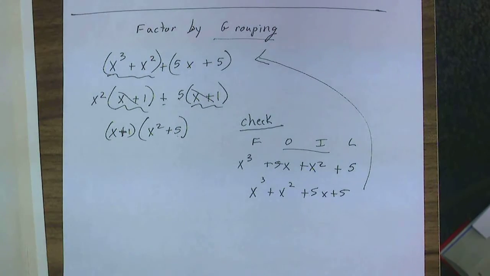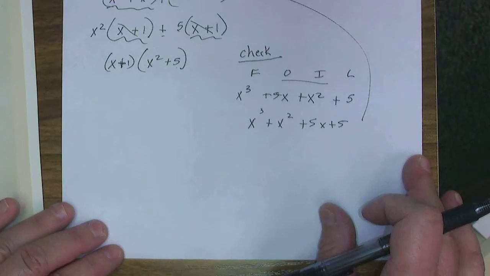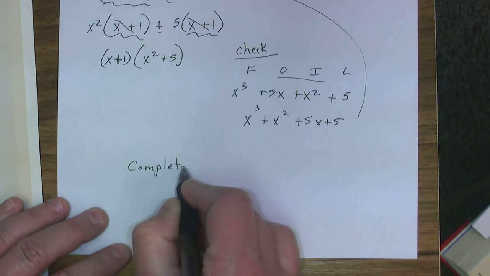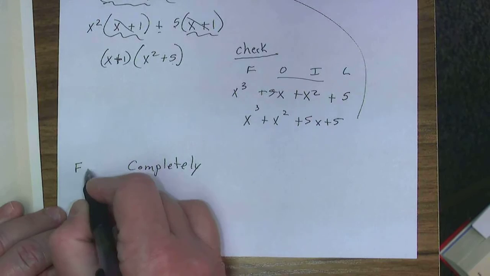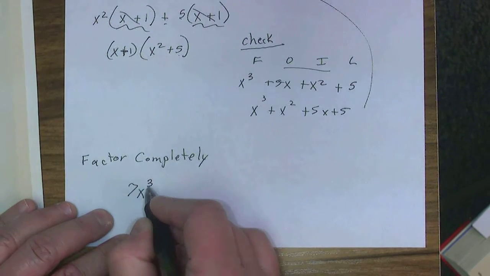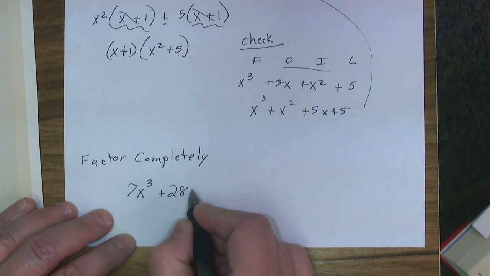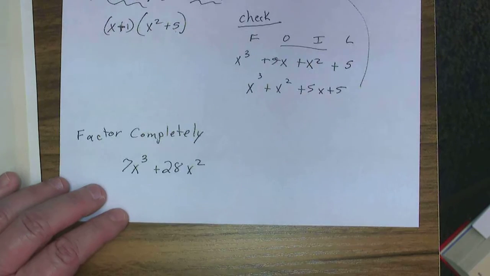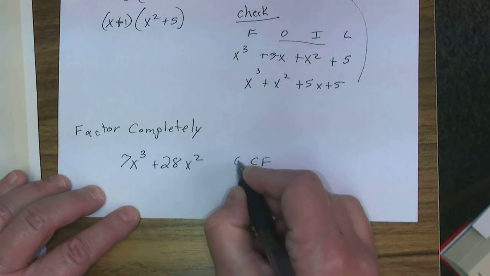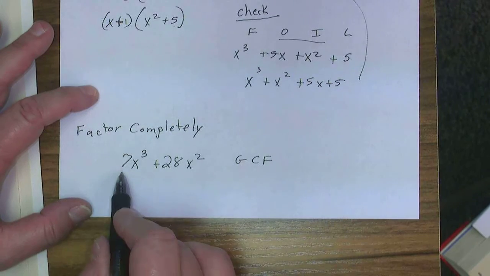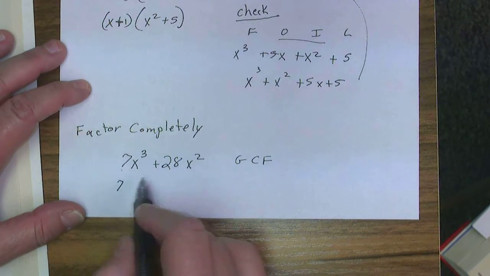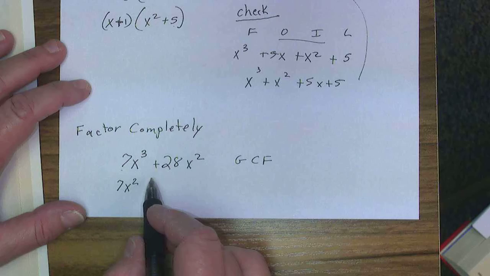We will also have what is called factor completely, which is always understood when it says factor, the word completely. So let's take 7x cubed plus 28x squared. Now the first thing I would look for is a common factor, or greatest common factor. They both have a 7. The two numbers have a GCF of 7. The variables have a GCF of x squared.